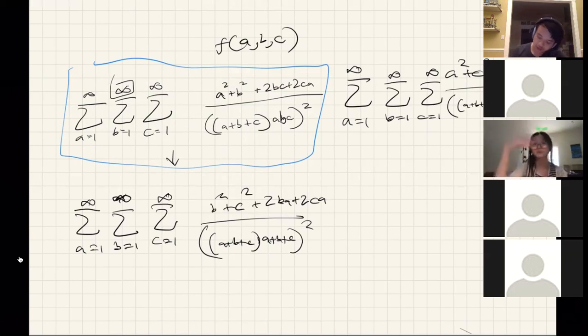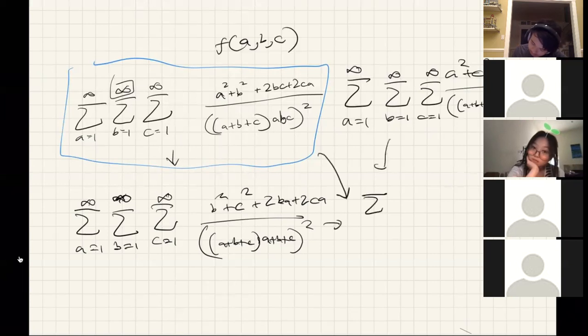Okay, so when we add these 3 things up, what do we get, right? You might have noticed that we actually get, let's write this very quickly.